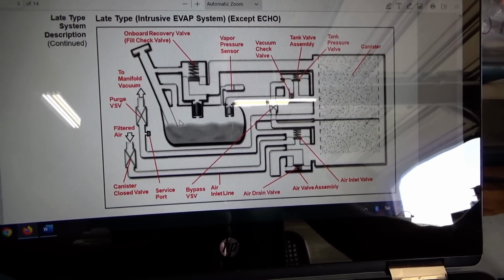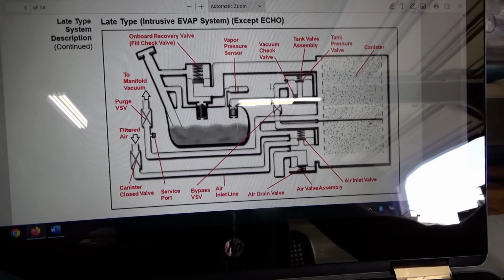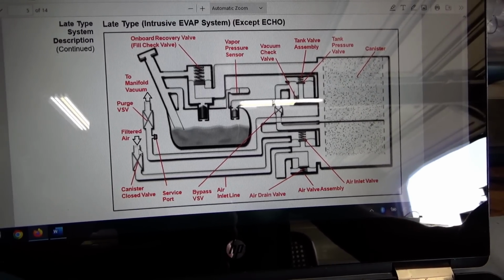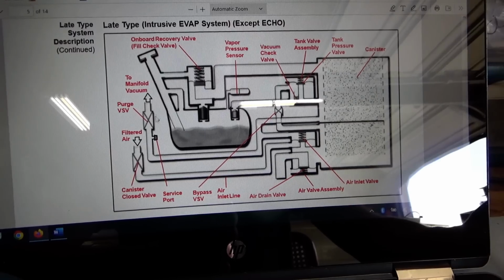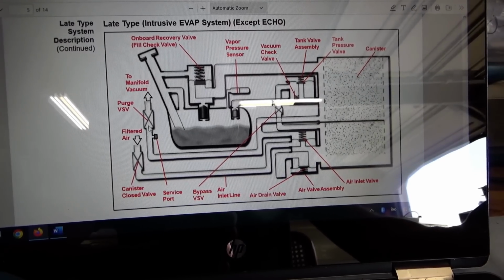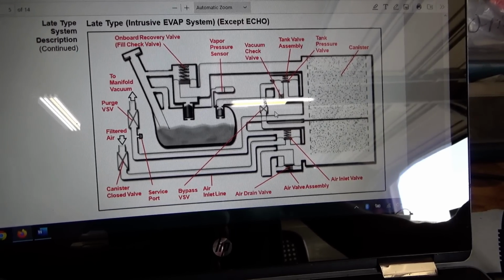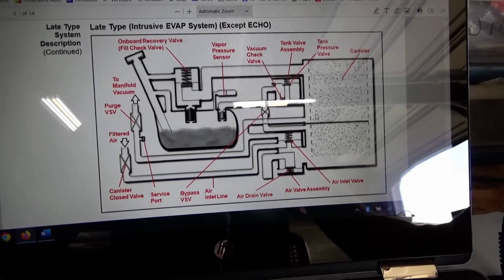So here's the fuel tank, there's the charcoal canister, and we have a whole bunch of hoses and valves, and there's these X's, these are electric solenoids. So canister close valve, the purge valve, and this bypass VSV that's near the canister.